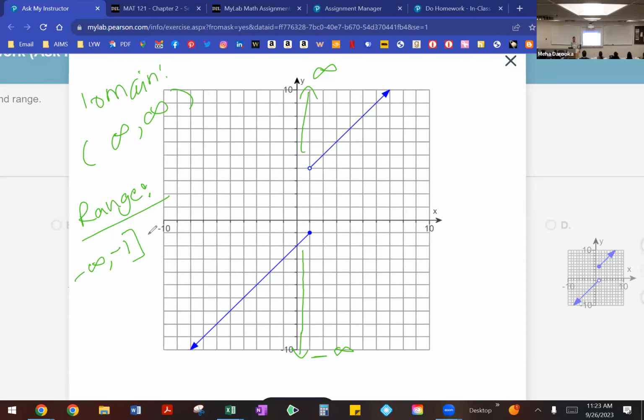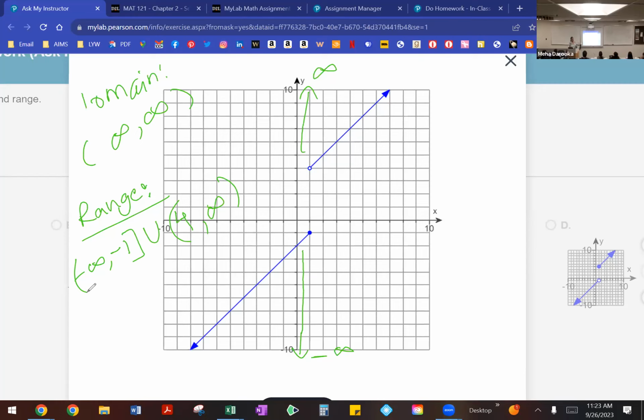Oh, the intersection. Parentheses on 4. And of course, infinity and negative infinity always take parentheses. All right, so let's take a look at this.